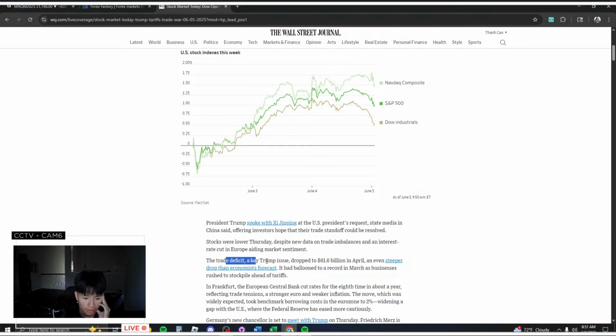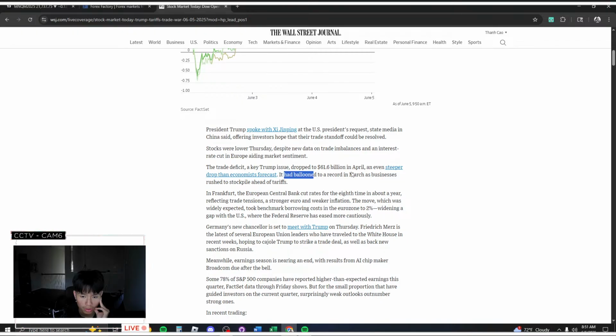The trade deficit, a key Trump issue, dropped to 61 billion, an even steeper drop than economists forecasted. It had ballooned to a record in March as businesses rushed to stockpile ahead of tariffs. The Eurozone rate cut, the eighth in about a year, reflects trade tensions, a stronger euro, and weaker inflation. The move, which was widely expected, lowers the benchmark borrowing cost in the Eurozone to 2%, widening a gap with the US, where the Federal Reserve has eased more cautiously.